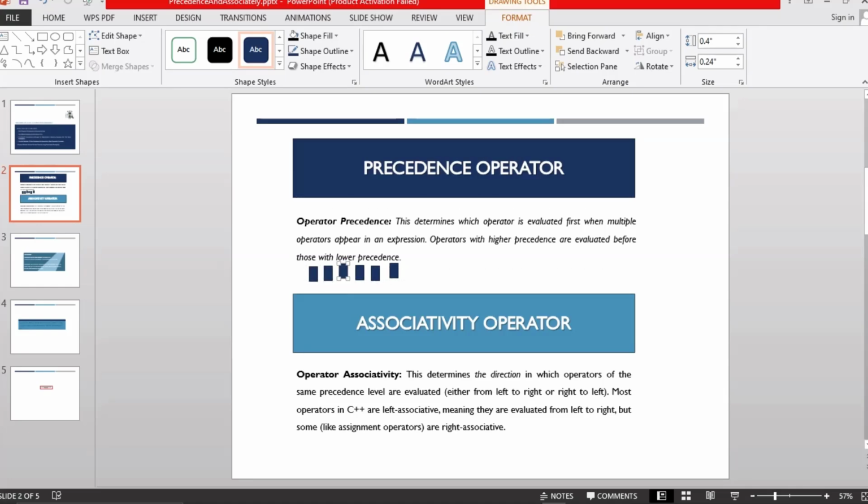But let's go to associativity. Associativity tells which direction to evaluate from. Let's say this operator has the same precedence as this one, they have the same thing. But when it comes to associativity, it says where we should start from. So it states that we can start from left to right or right to left.